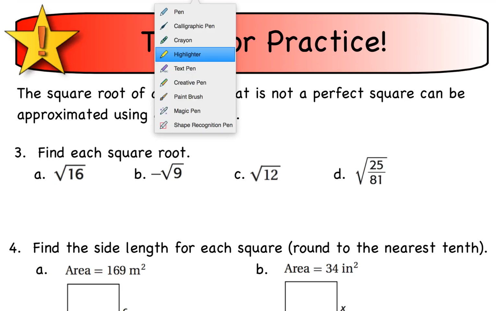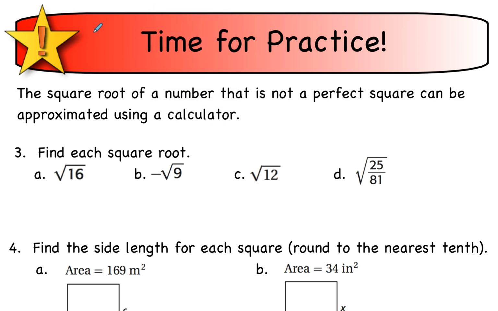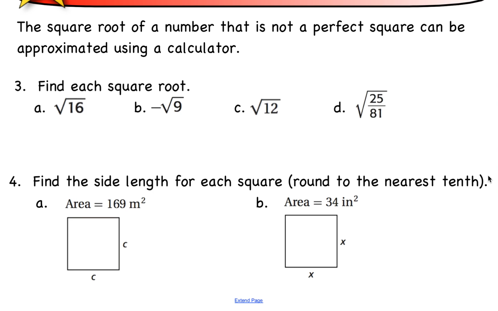So let's do some practice, see what we can come up with here. It says, the square root of a number that is not a perfect square can be approximated using a calculator. So if you get a square root that's not a perfect square, we're going to use a calculator to approximate it. Okay? So the square root of 16, there's no negative with it, so that's just 4. Square root of negative 9, well, we're going to have a negative answer. That one's a negative 3.